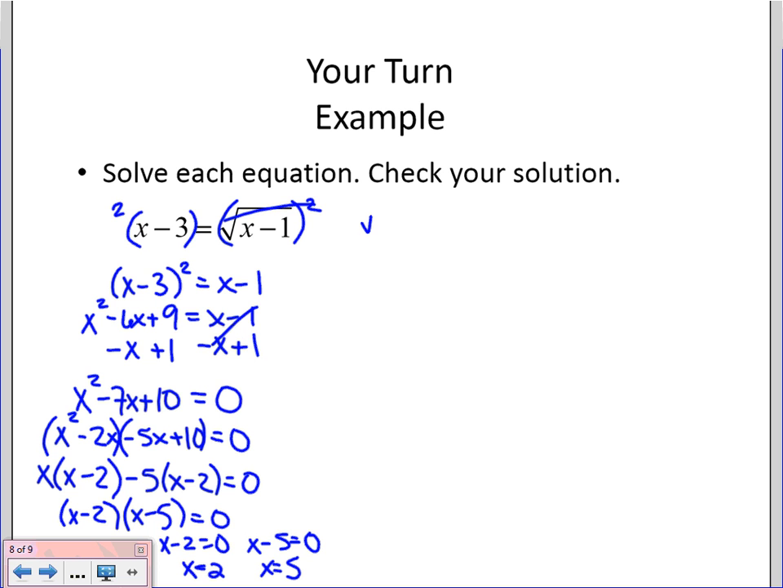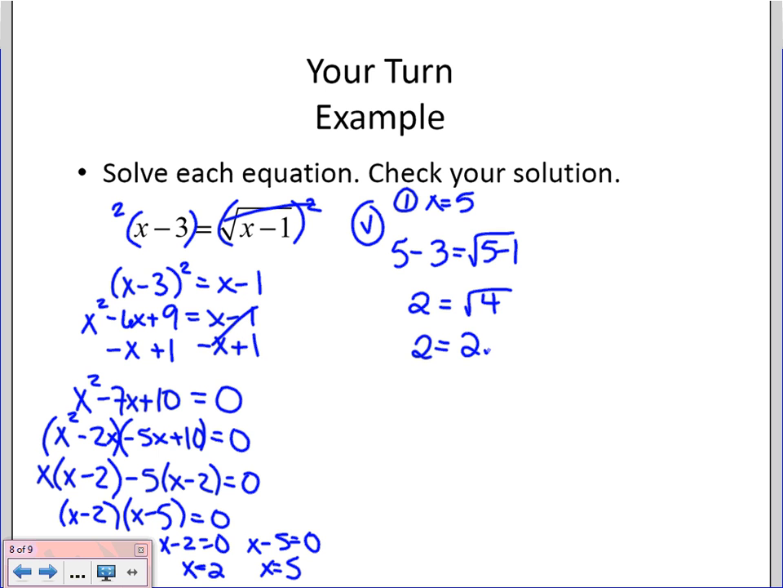All right, so now we got to do two checks because we have two solutions. So our first check is going to be, let's say, x equals 5. So we plug in: 5 minus 3 equals square root of 5 minus 1. 5 minus 3 is 2, square root of 4. 2 equals 2. Well, that one works.